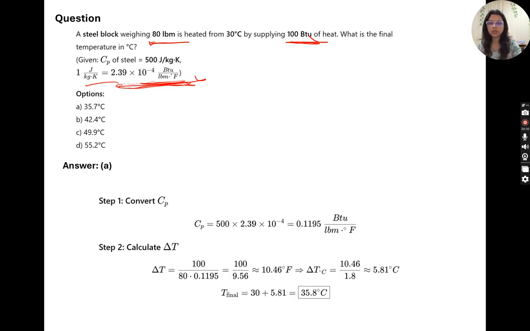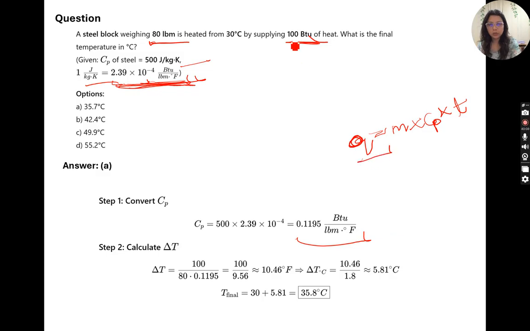In the case of Cp, which is 500 joule per kg per Kelvin, here we can simply change it by multiplying it with this factor into BTU/lbm degree Fahrenheit. After multiplying, I hope this is the unit we will get. And the second step, because we need to calculate delta T, we use the formula Q is equal to M into Cp into delta T.